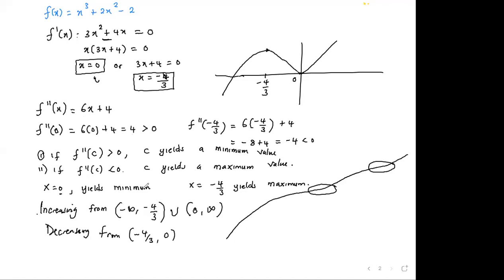So the question says find the relative maximum and the relative minimum. They mean now that we have said 0 yields a minimum, we should go to the original function and substitute 0. So we'll have 0 plus 0 minus 2, which is equal to -2. So this is the relative maximum. I mean minimum.